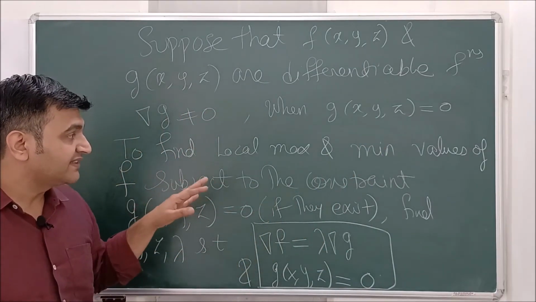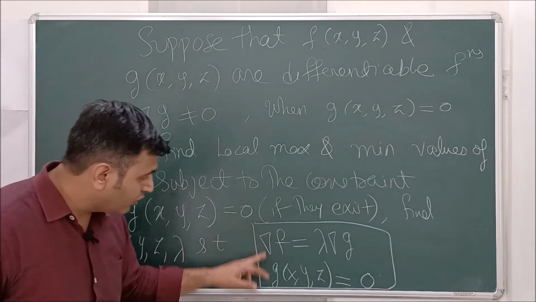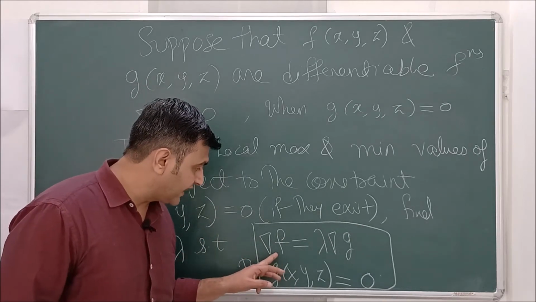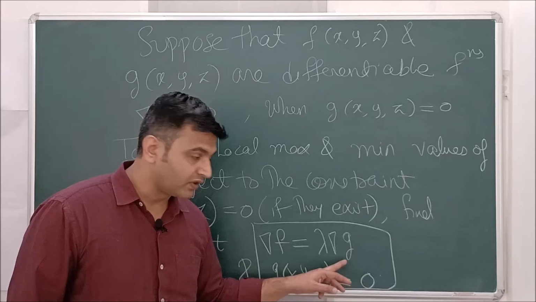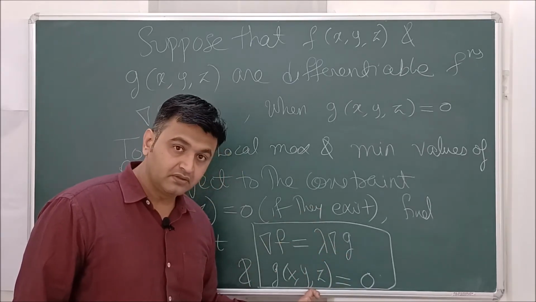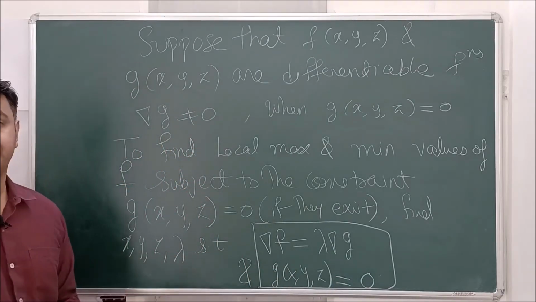Now to find the local maximum and local minimum values of f, you solve these two equations. You first find grad f equal to lambda grad g. From here you will get some equations, and use those in the second one, the constraint, to find the values of x, y, z and lambda.